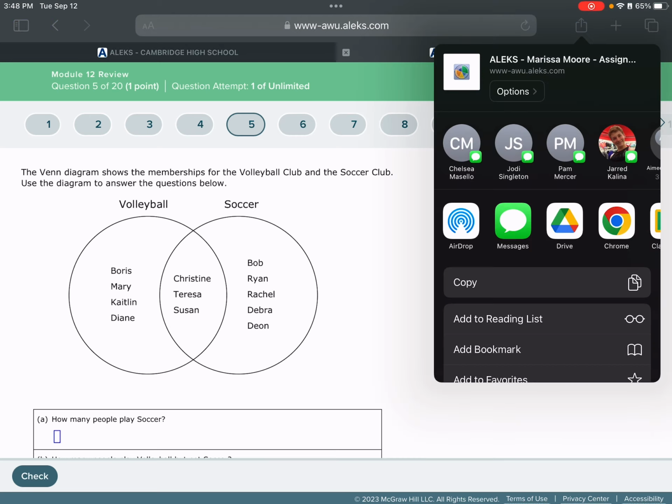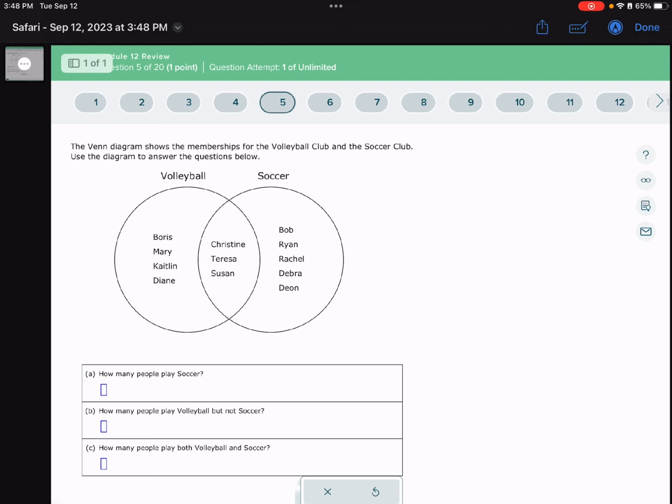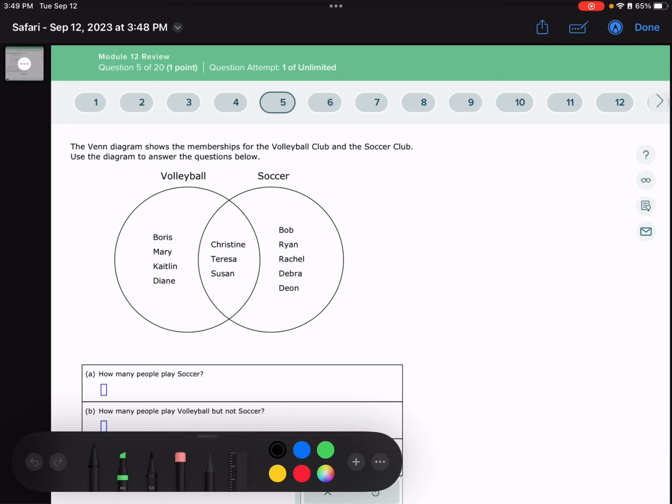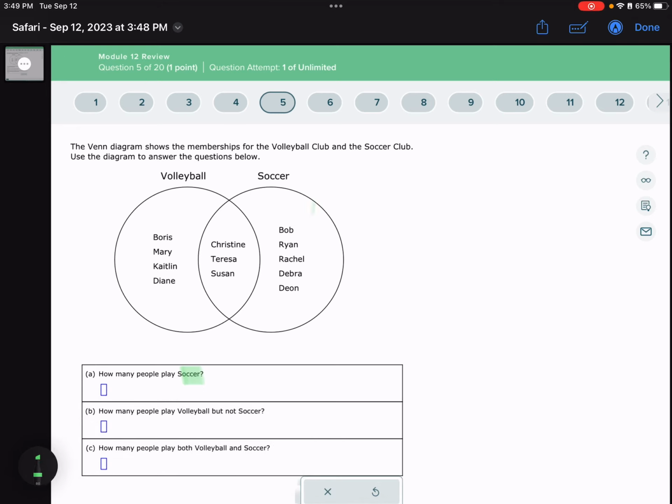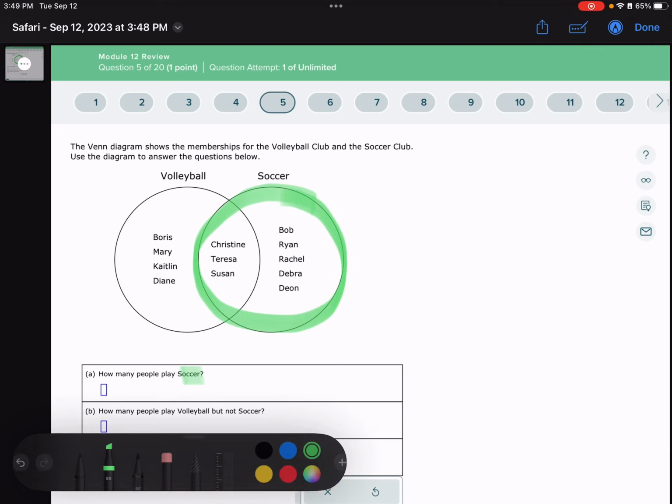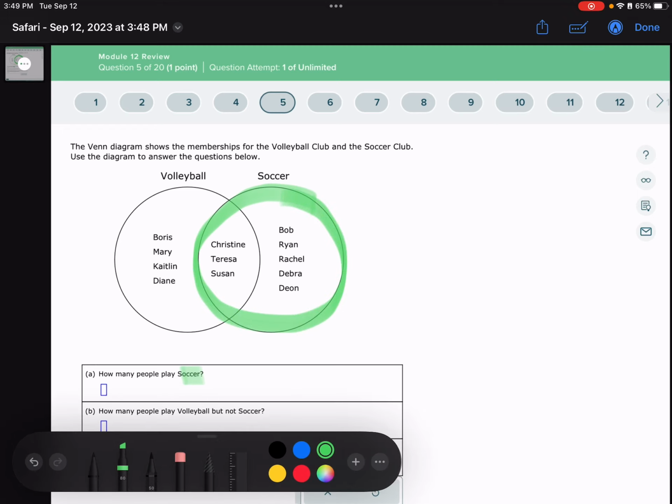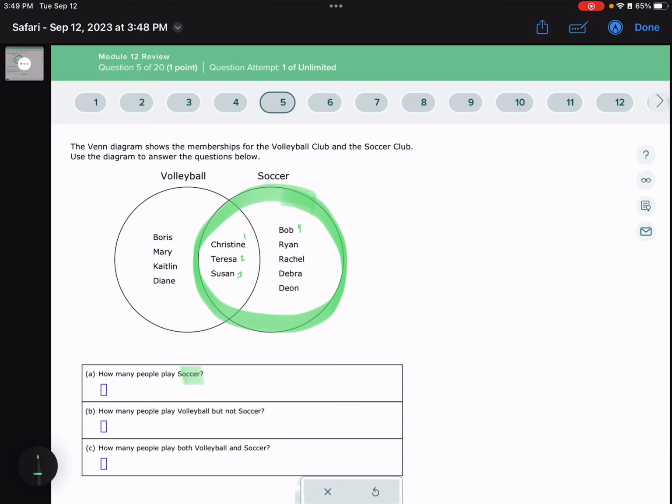Number 5. All right, how many people play soccer? So soccer is the entire circle. So I'm going to count everybody in the whole circle, which is 1, 2, 3, 4, 5, 6, 7, 8. So 8 people play soccer.